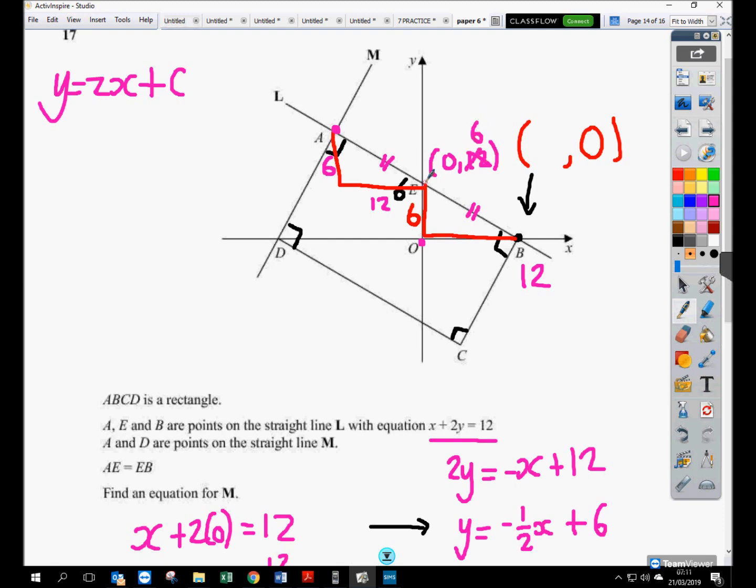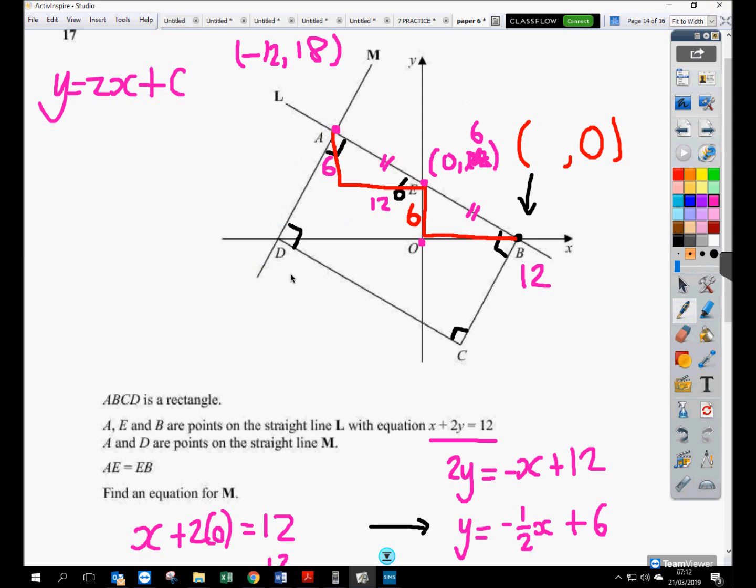Okay, 0, 6. So what I'm going to do now is start at E, which has coordinates 0, 6. I'm going to go 12 to the left and then 6 up. If I go 12 to the left, 0 becomes negative 12. If I go 6 up from 6, that takes me to 18. So now I know the coordinates of A.